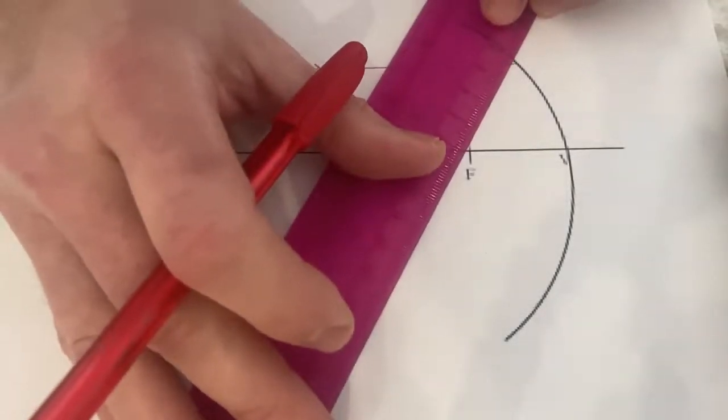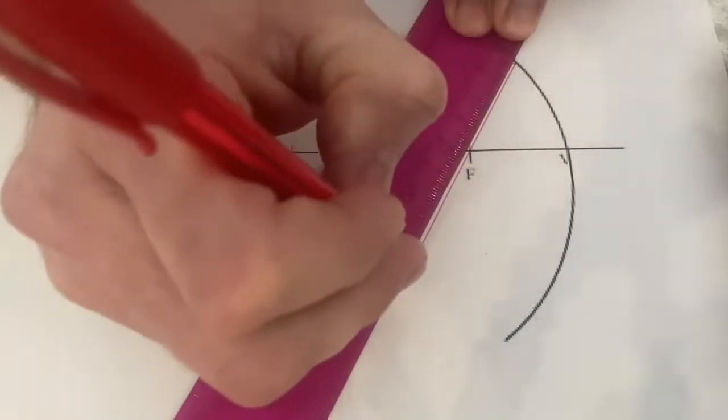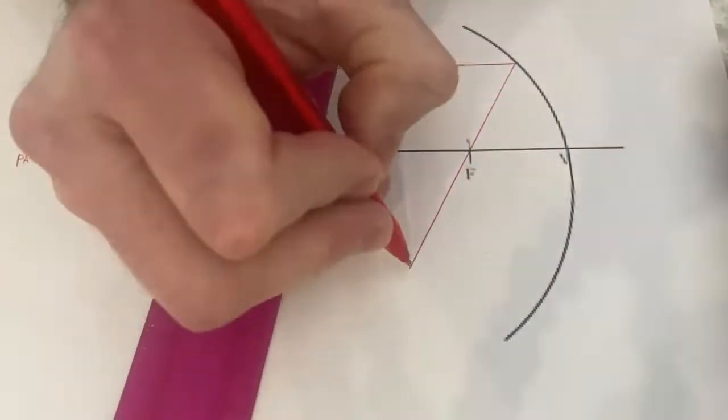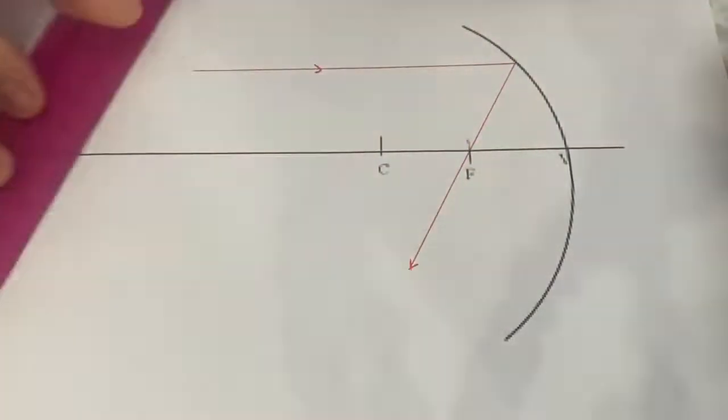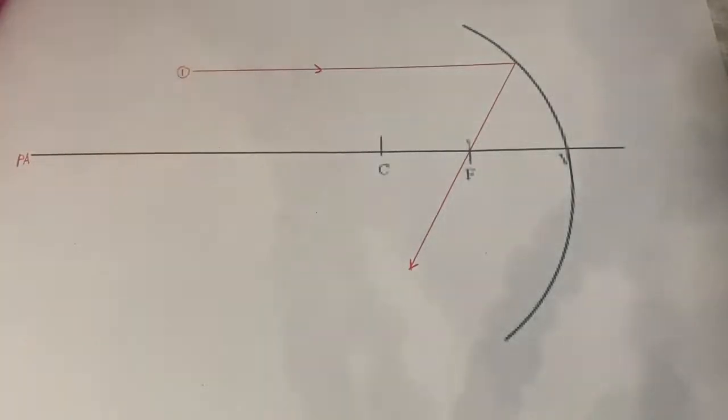That means it's going to reflect back off of the mirror through the focus, all right? So again, make sure there's an arrow on there indicating the direction of travel. So this is ray number 1. So ray number 2, we're gonna do using blue.